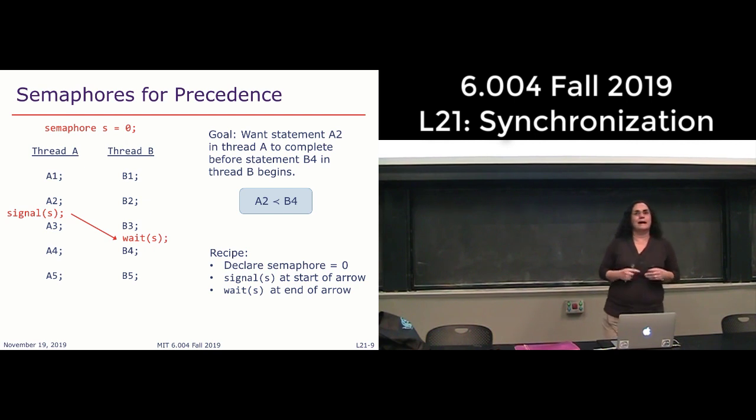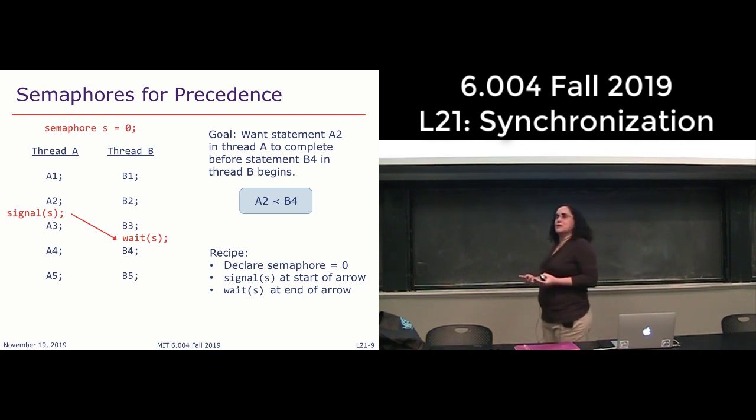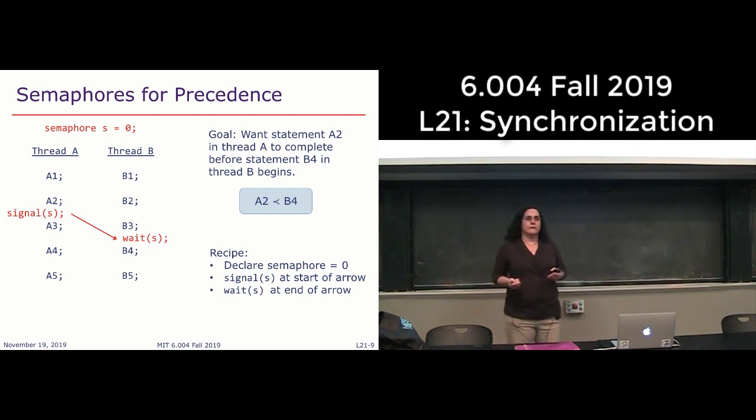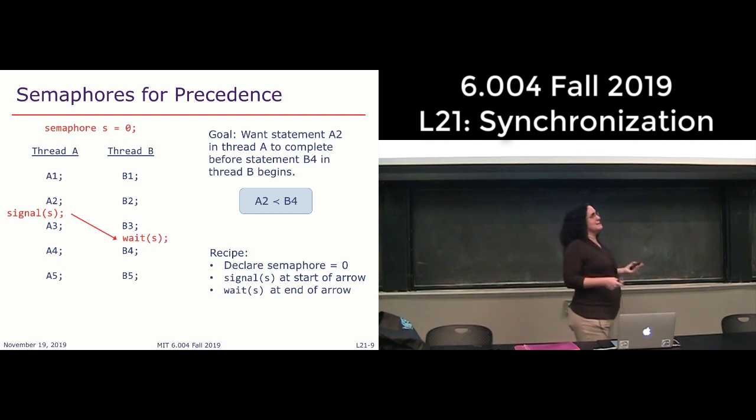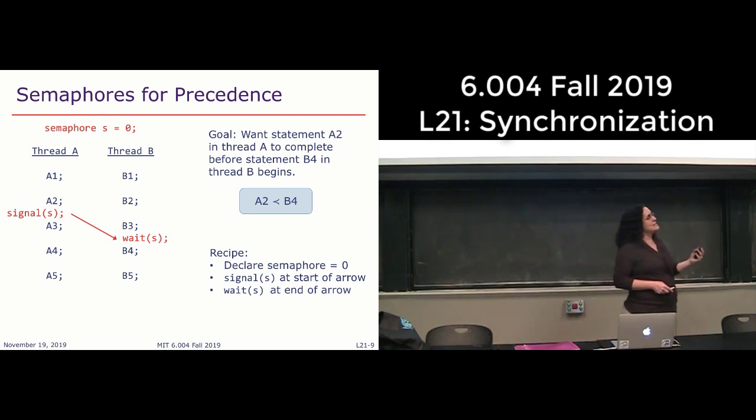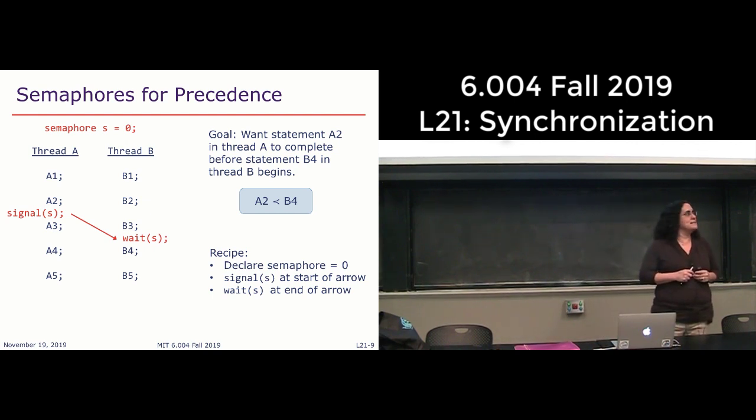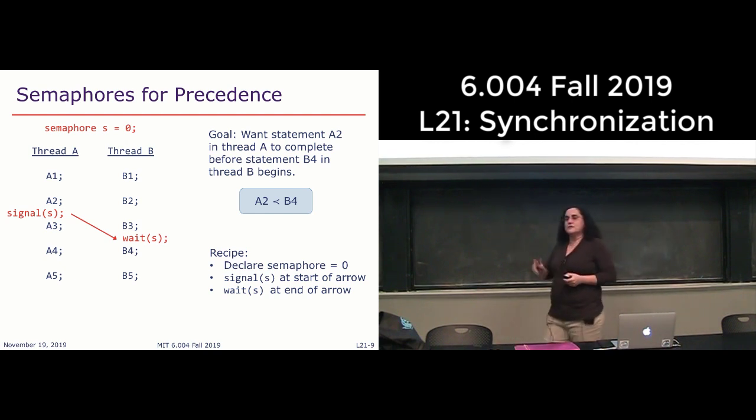Okay? And so by adding these signal and wait instructions, I'm able to ensure that the precedence constraint is actually satisfied, where there is no way to execute both of these threads in a way where A2 would not precede B4. Does everybody see that? Any questions? Good. Okay, so this is how we use semaphores for precedence constraints.